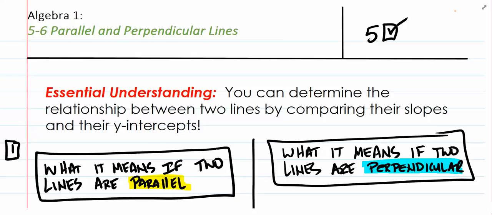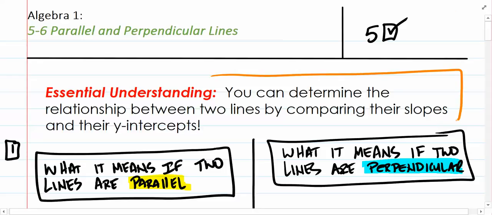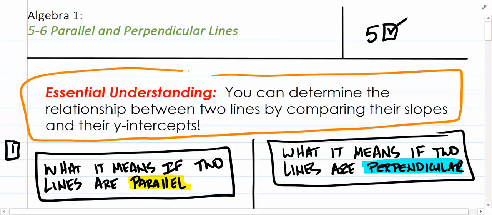There are 5 boxes. The essential understanding that we want to take away from this lesson is that you can determine the relationship between two lines by comparing their slopes and their y-intercepts. So that's what we're going for in this particular unit. So let's get into it. Let's do box number 1 right here.